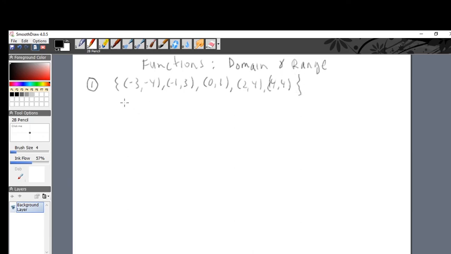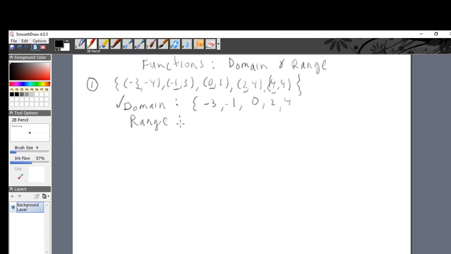So the domain, you haven't heard these vocabulary words before possibly, but the domain and the range are not that complicated. The domain is -3, -1, 0, 2, and 4. It's all the x values. X values, that's the domain.